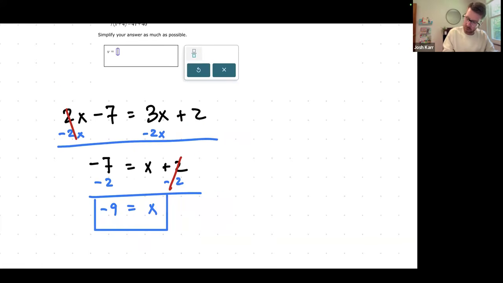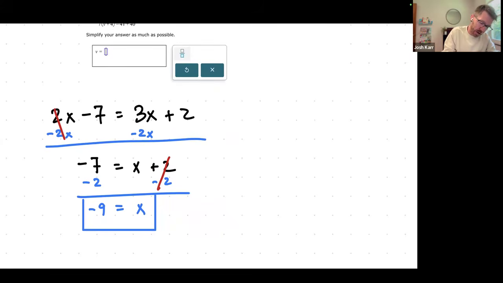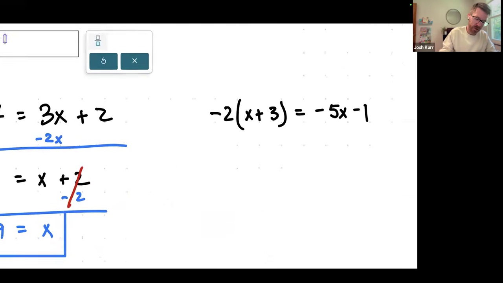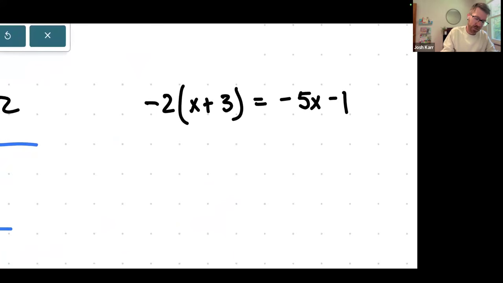Okay. One more quick one for us to practice here. -2 times the quantity x plus 3 is equal to -5x minus 1. All right. Think about your instincts here. What would you think about doing first? A lot of you are probably thinking about distributing, so let's go ahead and do that. I think it's a great move. -2 times this x, and -2 times a 3 is -6.